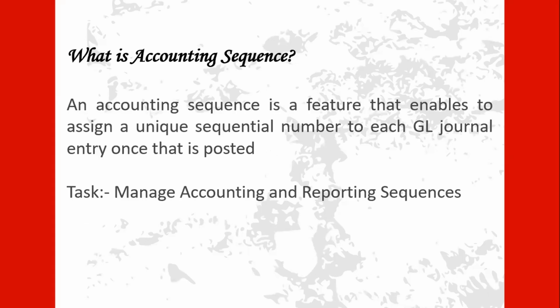Accounting sequence is a feature that enables you to assign a unique sequential number to each GL journal entry once that is posted. Remember, the accounting sequence number would be assigned only once the GL is posted. As long as the GL is in unposted status, the system will not assign any accounting sequence. This is a legal requirement in certain countries to assign a specific accounting sequence number to each journal entry once it is posted. And of course, once the journal entry is posted, you cannot delete that particular journal entry, and hence the accounting sequence number which is assigned to that particular journal stays as is.